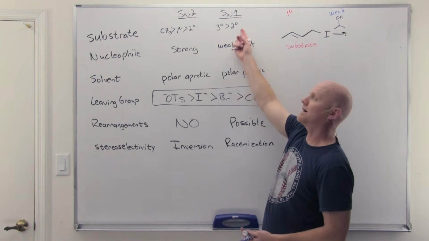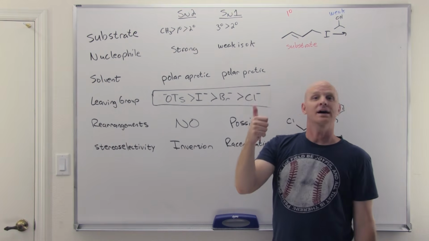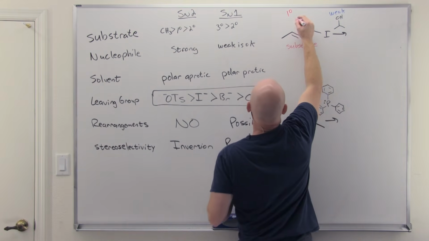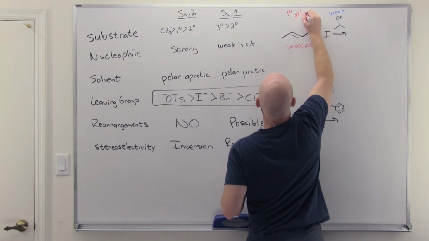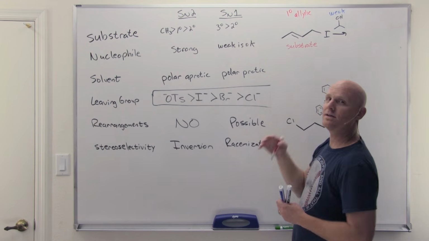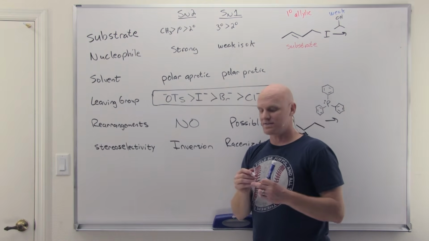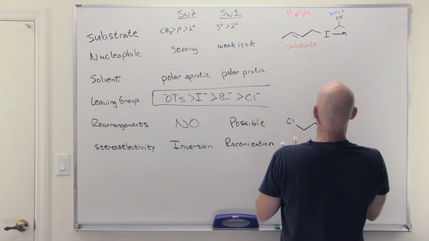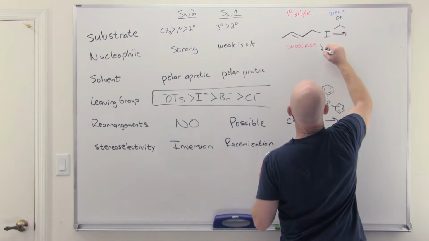If we take a look at our substrate, though, we have a problem, is that this is a primary substrate. And we look at SN1, we're like, we can't use primaries. Unless, though, they're stabilized by resonance. And this is not just primary, it's primary and allylic. That is one carbon away from an alkene, and the carbocation we form would be resonance stabilized. And so in this case, we're doing SN1.